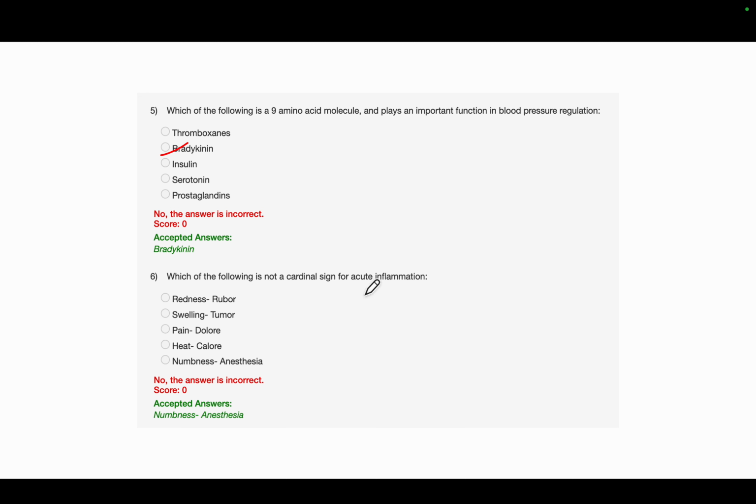Which of the following is not a cardinal sign for acute inflammation? Options are redness, rubor, swelling, tumor, pain, dolor, heat, calor, numbness, anesthesia. Obviously numbness, anesthesia. So these other four are cardinal signs for acute inflammation.